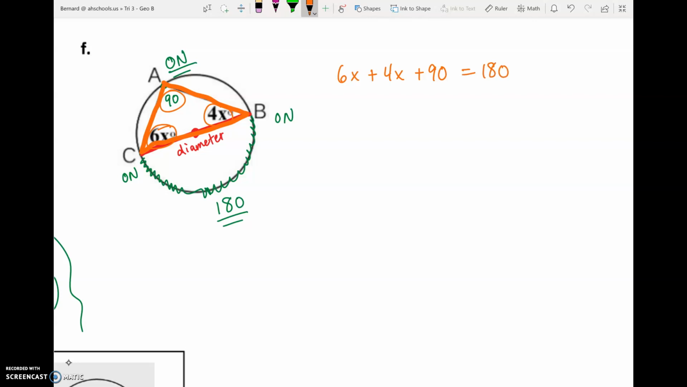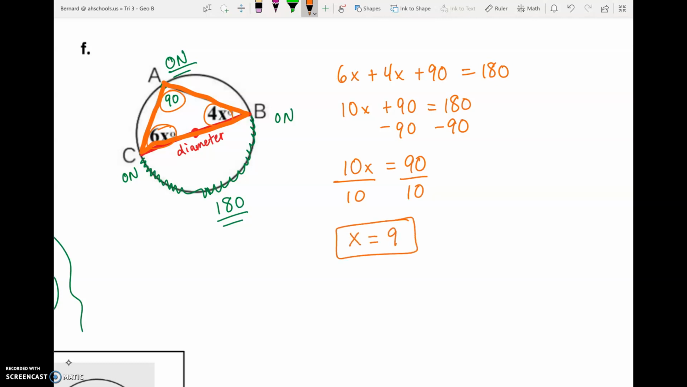And so now we can solve this equation for x. And it's not even too bad to do that. And so let's combine our like terms. 4x and 6x is going to give us 10x. Our 90 is still there, still equals 180. We'll subtract 90 from both sides. We get 10x equals 90. And then we'll divide both sides by 10, leaving us with x equals 9 as our final answer.